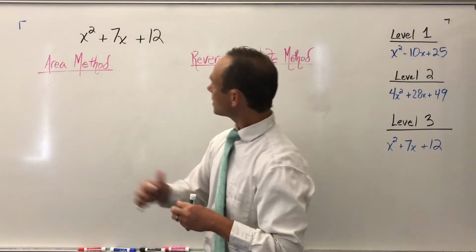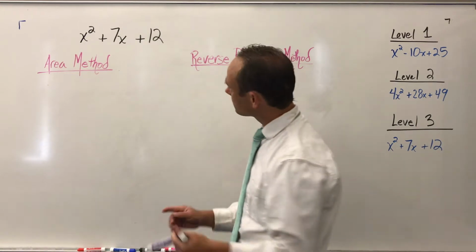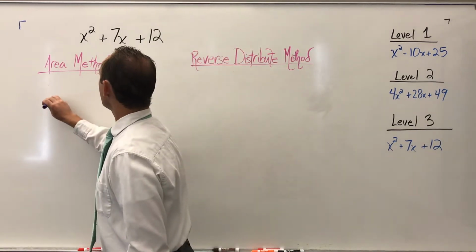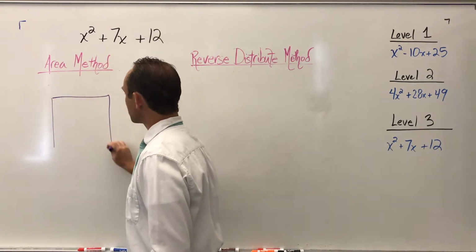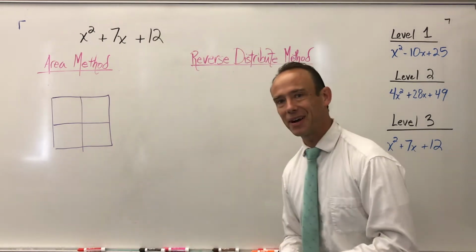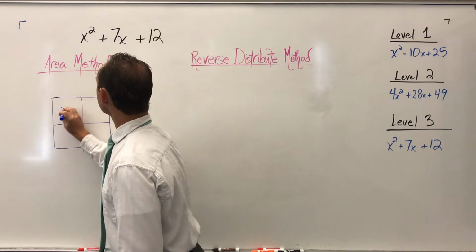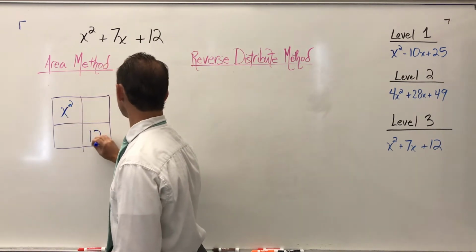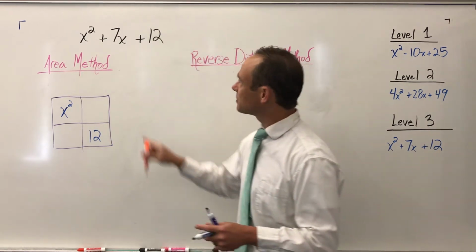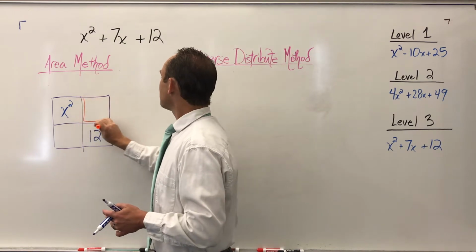All right. So area method, remember factoring is the creation of multiplication. So the area method says this is the area, and then what are the dimensions going to be? So we'll build our area map. And then what we'll do is we'll put the first term, x squared, and the 12. Now the middle term is kind of the fanciest term, right? Because this is going to be the addition of these two.